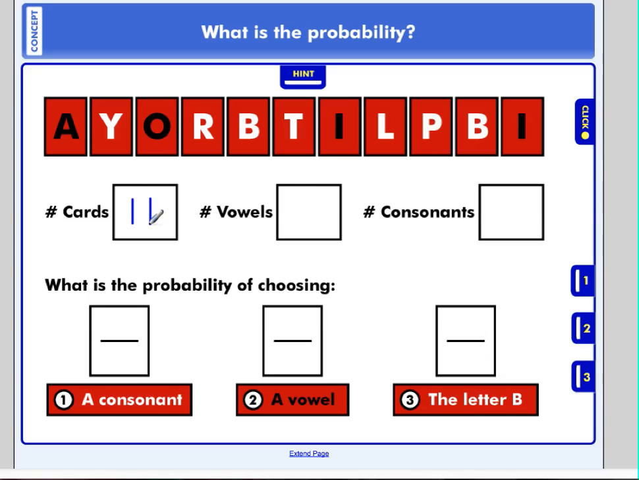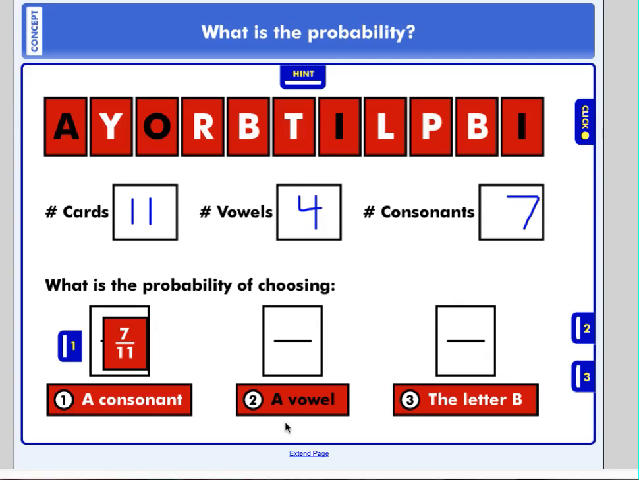And then we can figure out the probability of choosing, for example, a consonant. Well, let's sort these first of all. How many vowels do we have? Our vowels are in black for us. 1, 2, 3, 4. So we've got 4 vowels, and we've got 7 consonants. What's the probability of choosing a consonant? How many out of the 11 cards? 7 out of the 11 cards are consonants. So the probability of choosing a consonant is 7/11, or 7 out of 11. You can read that fraction either way you choose.